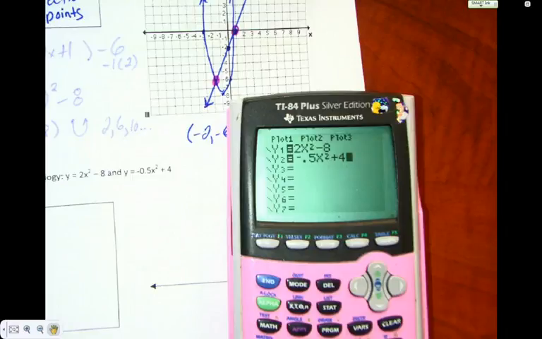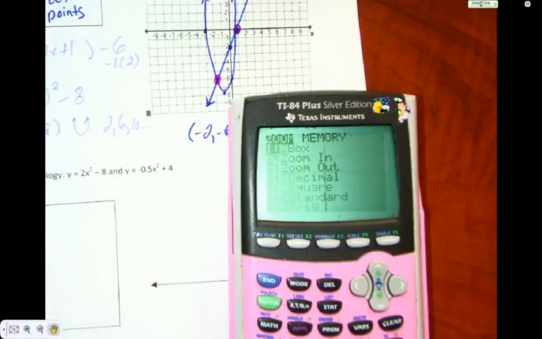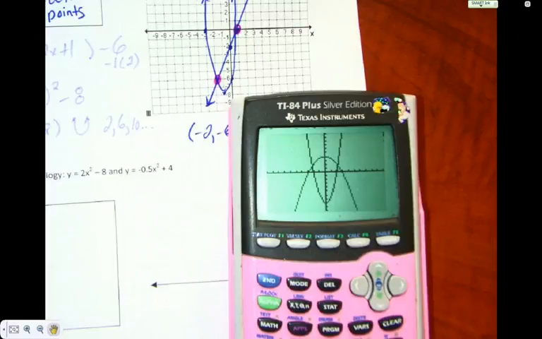Now we don't hit graph. What do we go to in between? Remember? Zoom, and we pick standard.